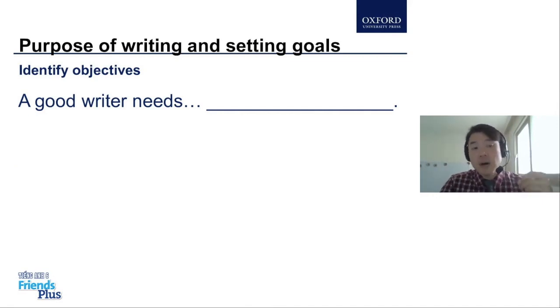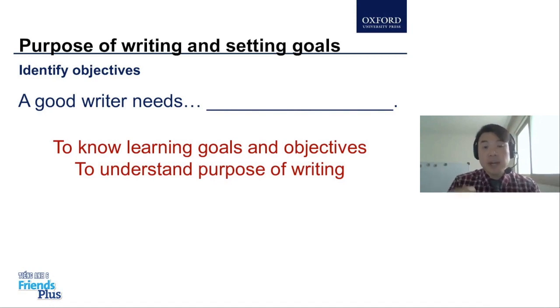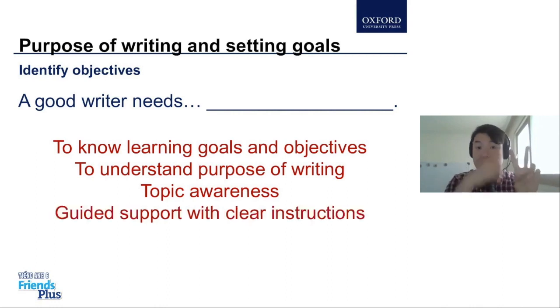We know now a good writer can express themselves in a clear way through a written work. So what do they need to do? A good writer needs to know the learning goals and objectives. Okay, today I am going to write a sentence. I am going to learn how to use adjectives. Clear goals and objectives. They also have to understand the purpose of the writing. Our topic was talking about family, and we want to talk about our family and express our opinions about them. We also want to make sure that topic awareness and clear instructions around these skills are supported in the session and in the classroom as well.